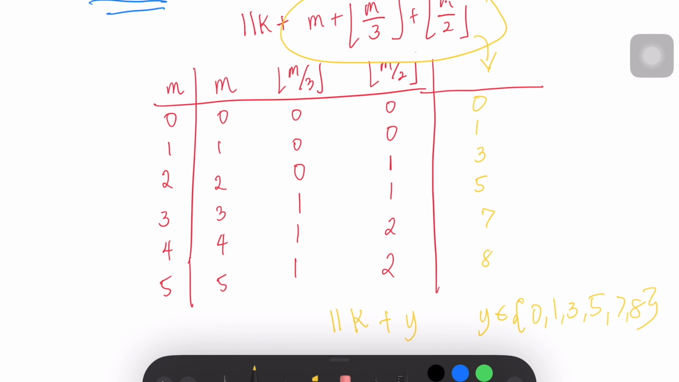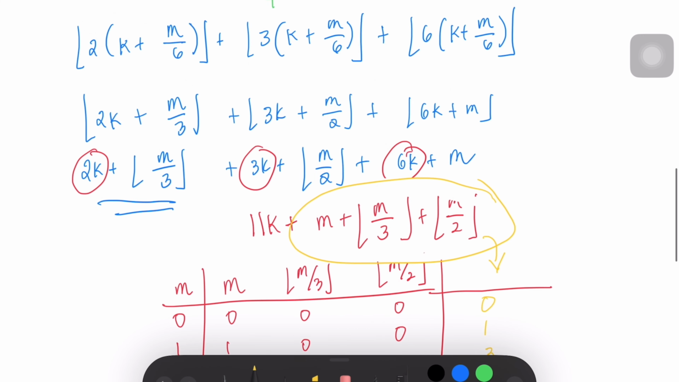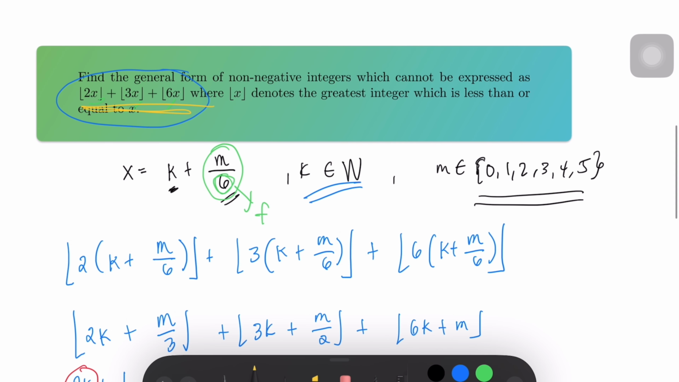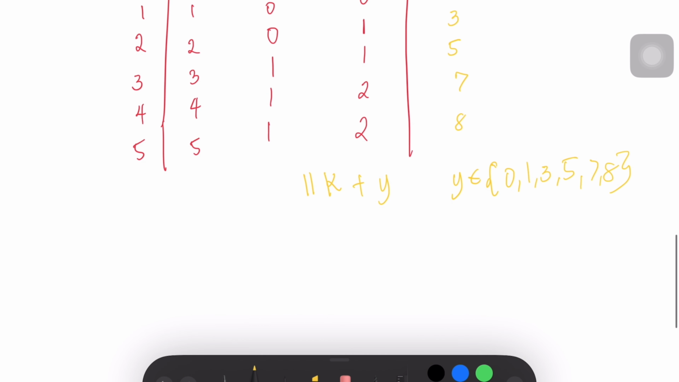Therefore, the only integers that can be expressed in terms of this expression are in the form 11k plus y, where y is part of this set. Therefore, the answer we're looking for are values that will give values outside of this set. So 11k plus y, where y is an element of 2, 4, 6, and 9.